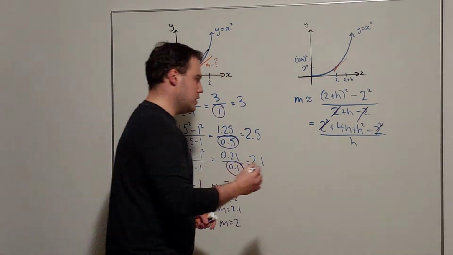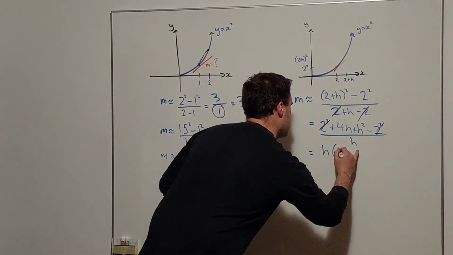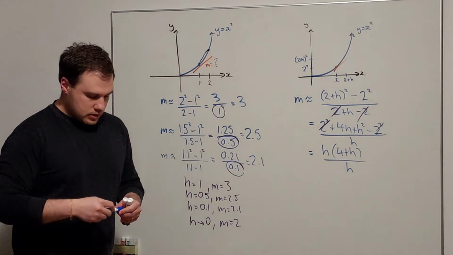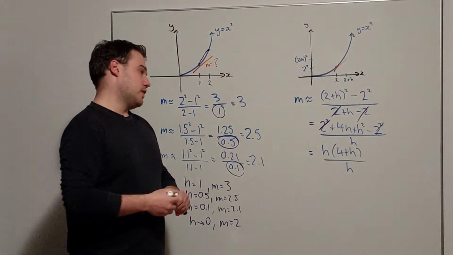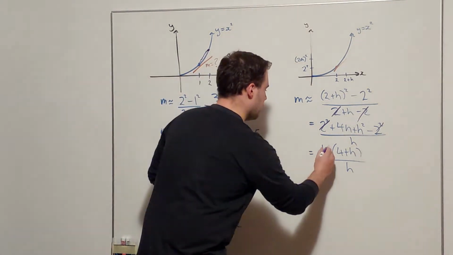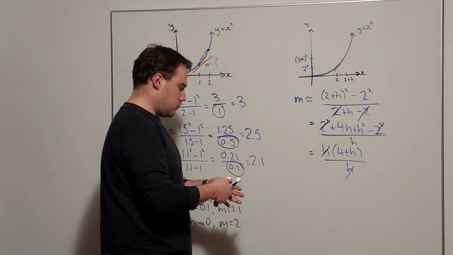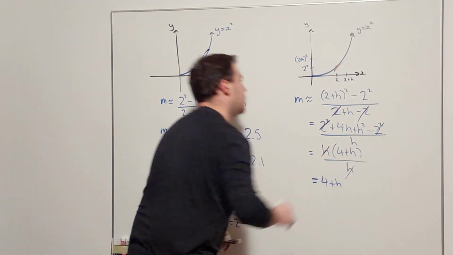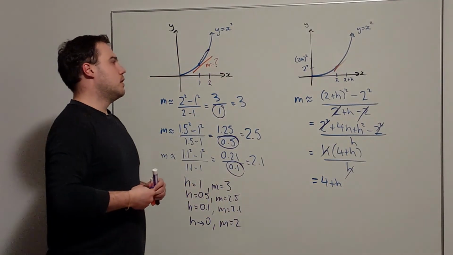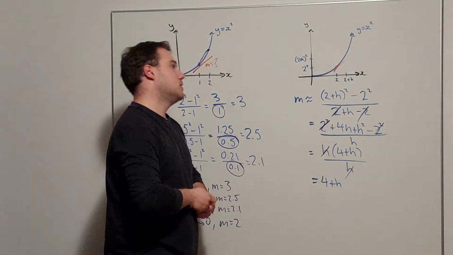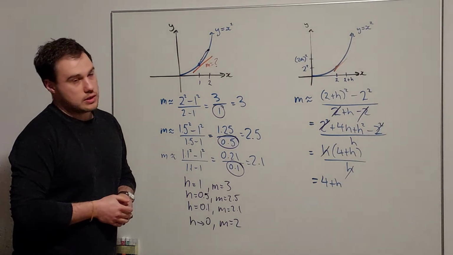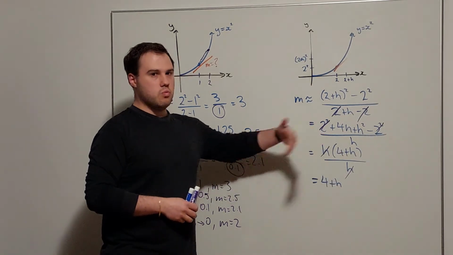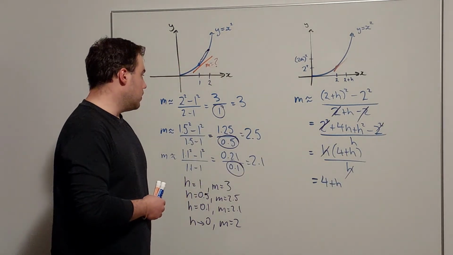All right, then on the top, we've got 4h plus h squared. So they've got a common factor of h. We've still got our denominator over h, but now that our fraction is factorized, we've got a common factor of h on the numerator and denominator we can divide throughout by. And so we find that the gradient of the tangent on the curve y equals x squared at the point where x equals 2 is going to be 4 plus whatever step size you take, right?